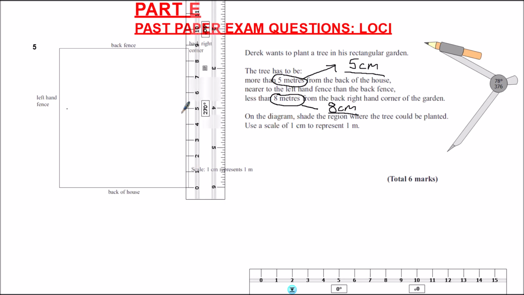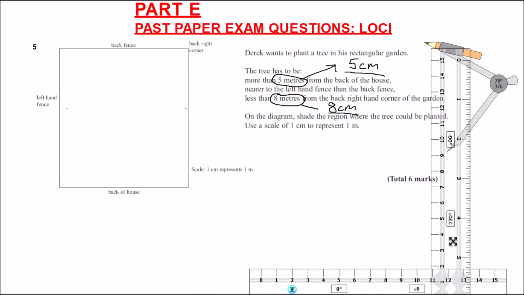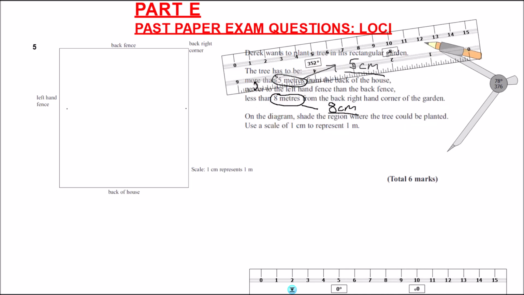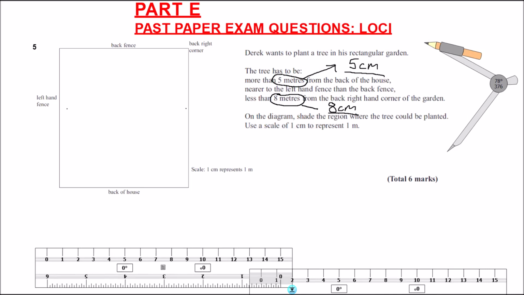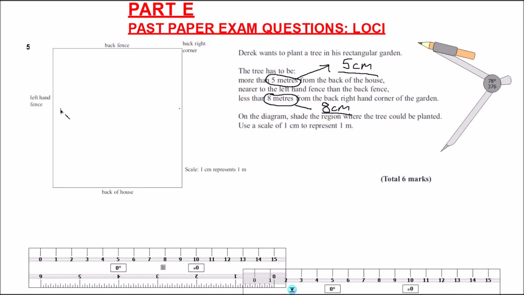And measure 5 centimeters at the other end too. After doing that, let's get this ruler out of the way for a second, and down you go. Right, I'm going to join up a line from that one to that one with a ruler. A straight line going through both points.